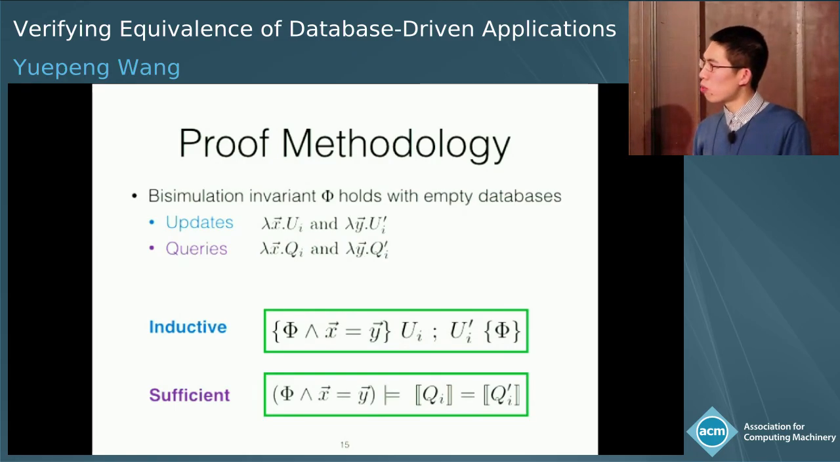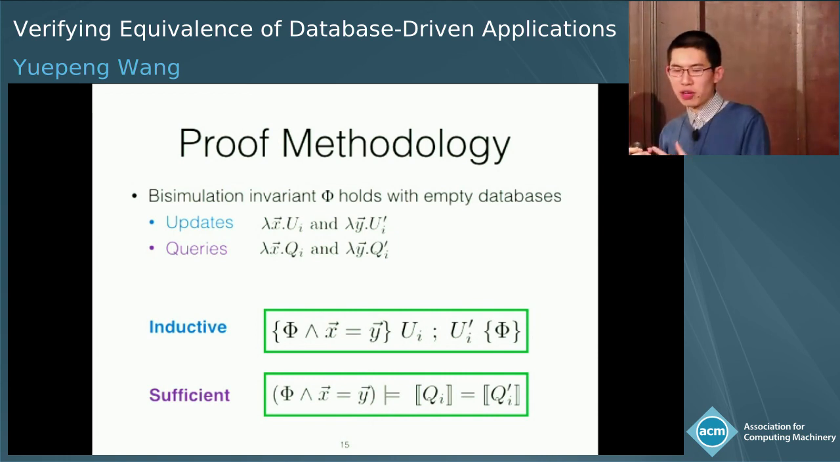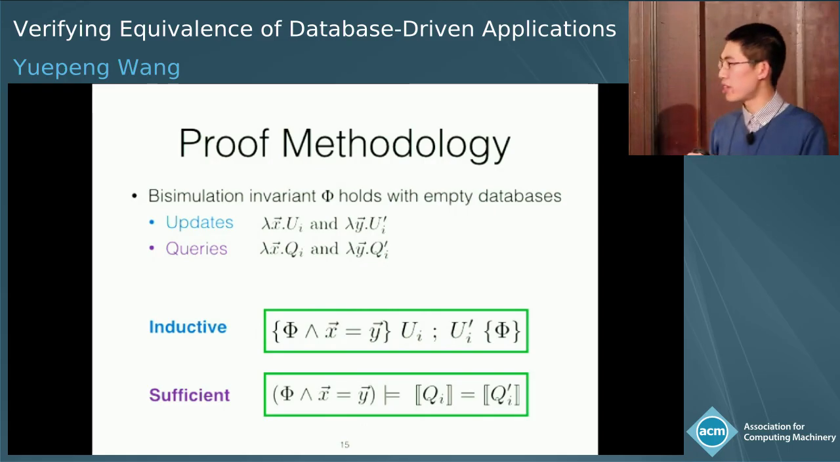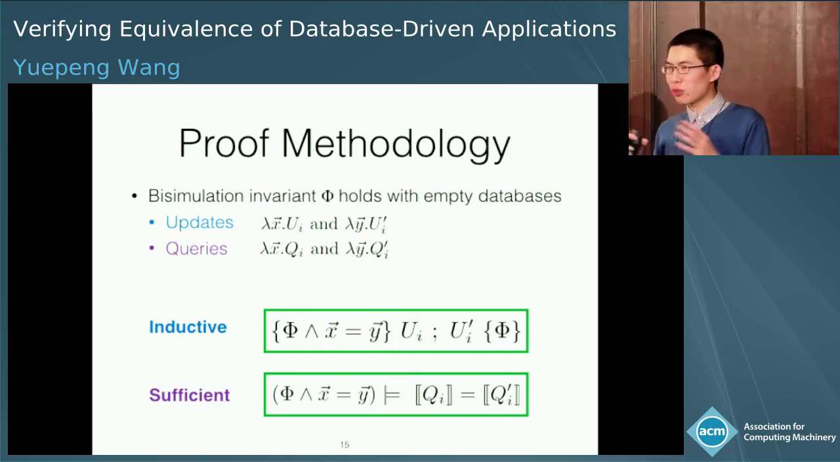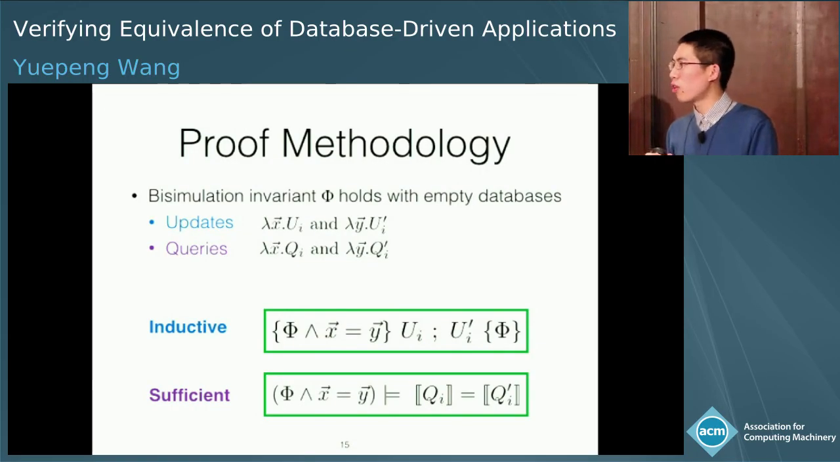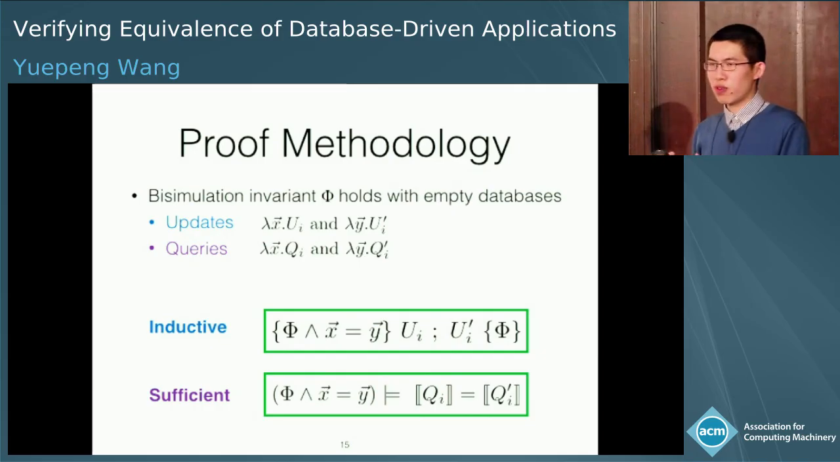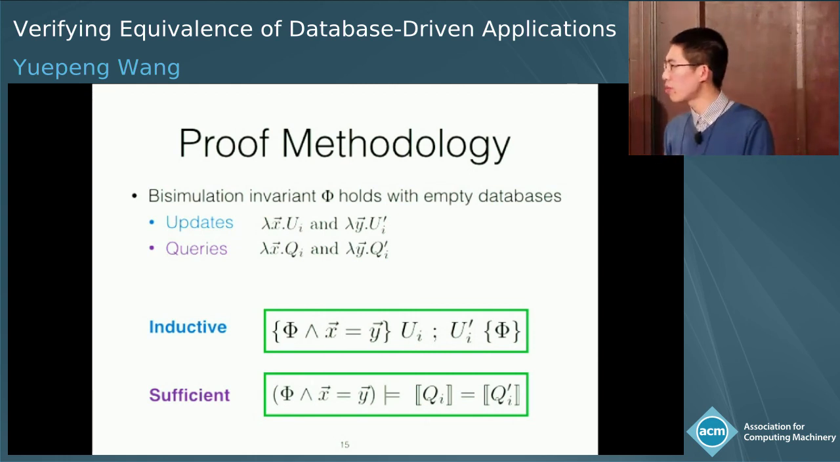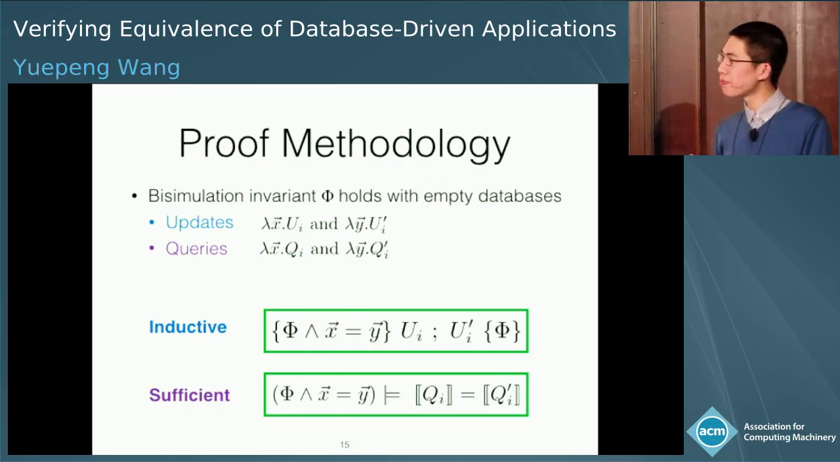I want to talk more about the bisimulation invariant. Suppose you have an invariant phi that holds initially with empty databases. Then consider a pair of updates UI and UI prime with arguments x and y. Then we say the invariant is inductive with respect to these updates if the whole triple is valid. Basically, the Hoare triple just says that assume we know the invariant in the beginning, and we know the arguments x and y are equal, after we execute UI and UI prime, the invariant should still hold in the post state.